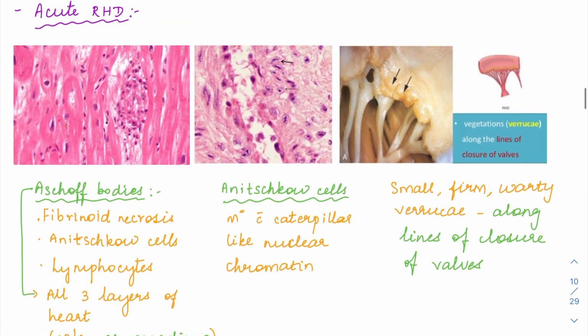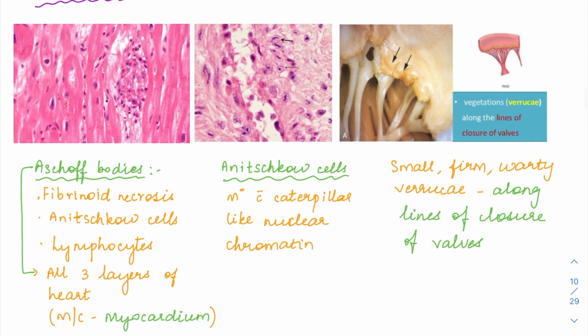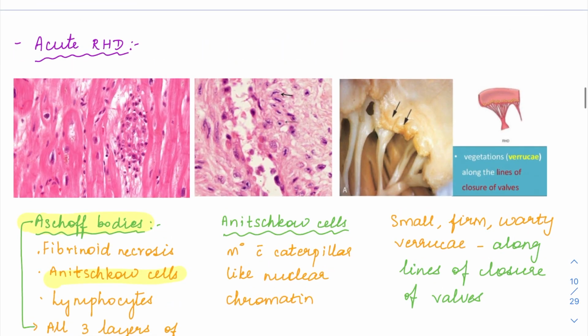Remember that. So next we'll see the phases of RHD. In acute RHD, what features do we see? The most important feature, and an image-based question also, will be Aschoff bodies. Aschoff bodies are a collection of fibrinoid necrosis along with Anitschkow cells. Anitschkow cells are nothing but macrophages only. These macrophages have a caterpillar kind of chromatin. This caterpillar chromatin will be seen in Anitschkow cells. So in this picture, all these cells are Anitschkow cells.